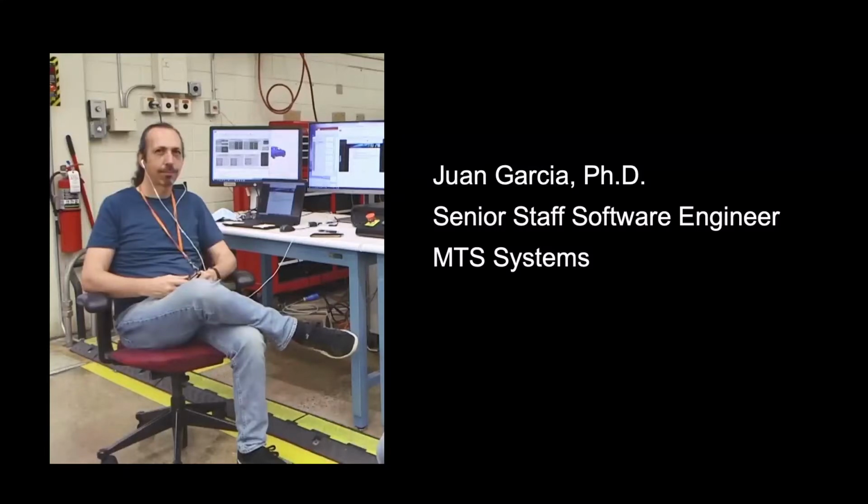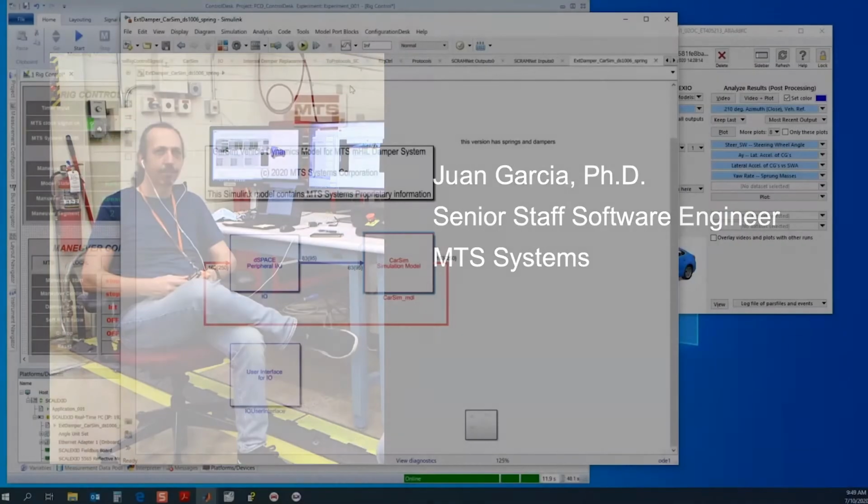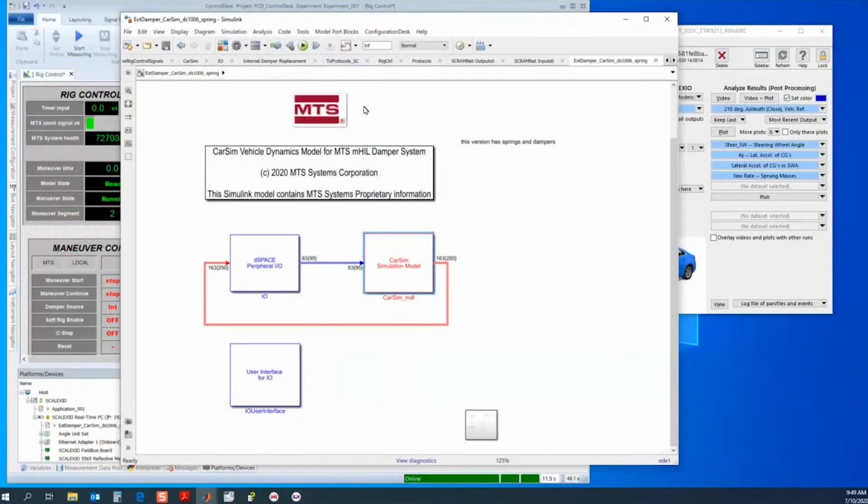I'm going to give an overview of the model side of the mHIL four-corner damper system. For this particular case, we are using the dSPACE MATLAB and Simulink environment to integrate the vehicle model with our test rig. What I'm showing here is the Simulink model where we do the integration between the vehicle model and the inputs and outputs from our rig.